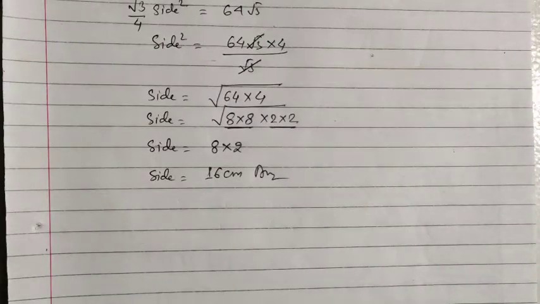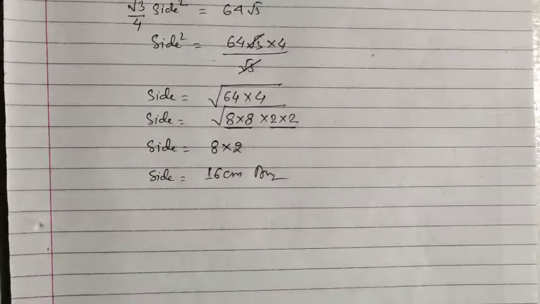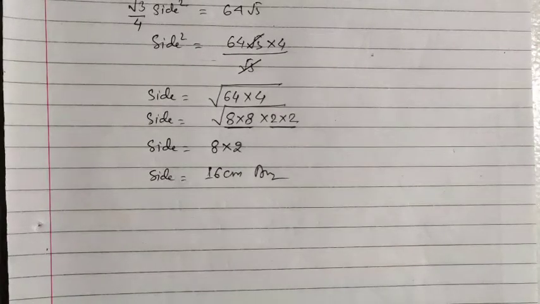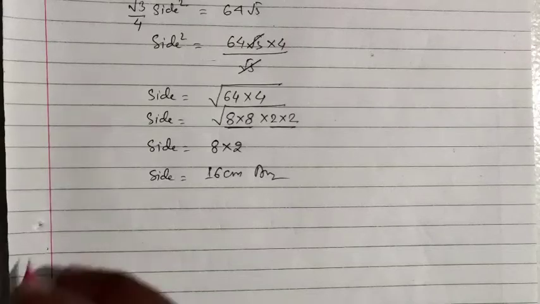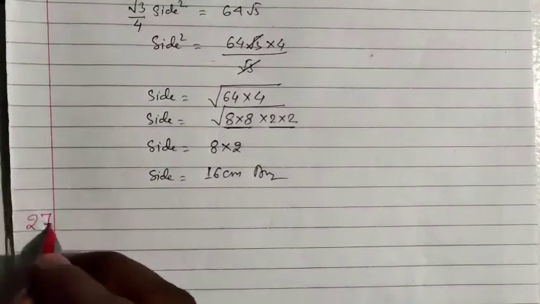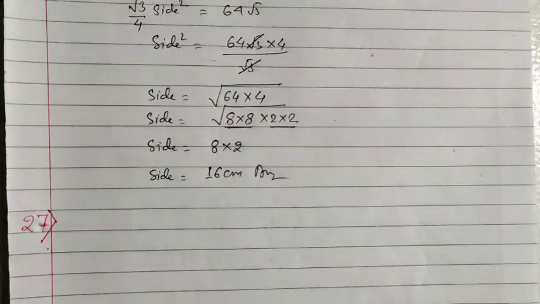Now next we are moving to solve question number 27 related to the circle. As we have seen so many figures one by one, we have seen rectangle, square, parallelogram, then rhombus, and then we solved the equilateral triangle. Next we are going to go to the question of the circle. Next question we are going to solve is question number 27. Let's see.